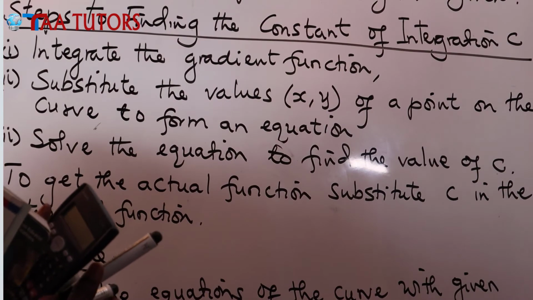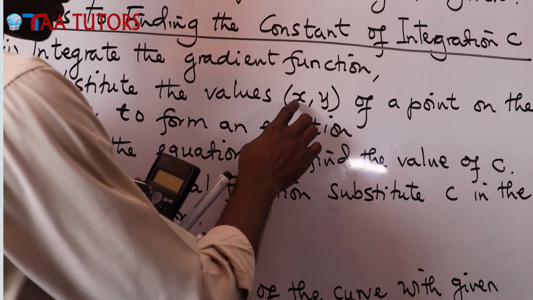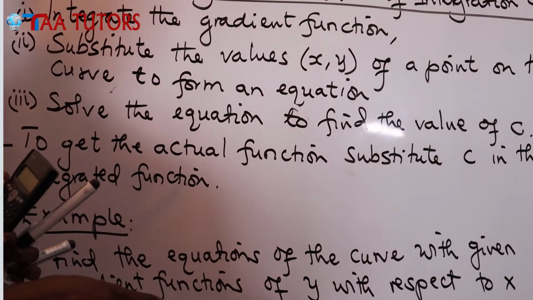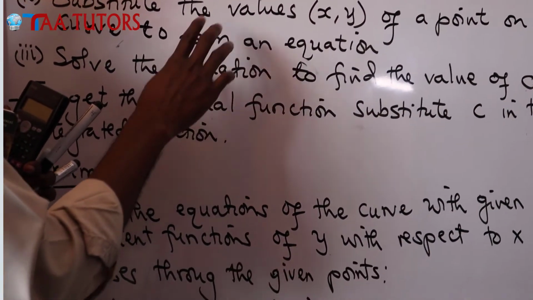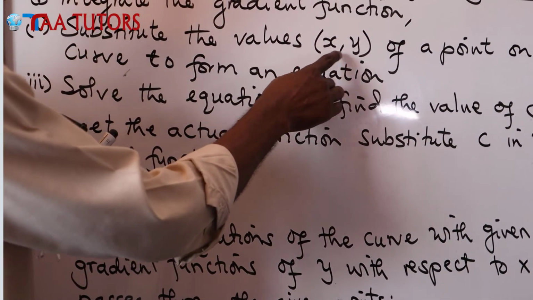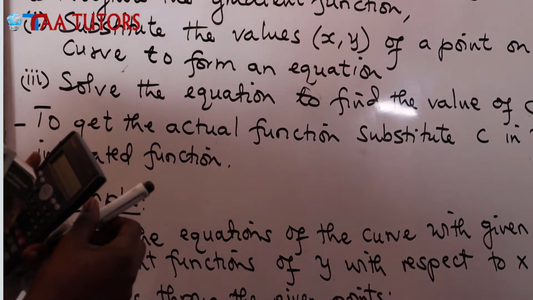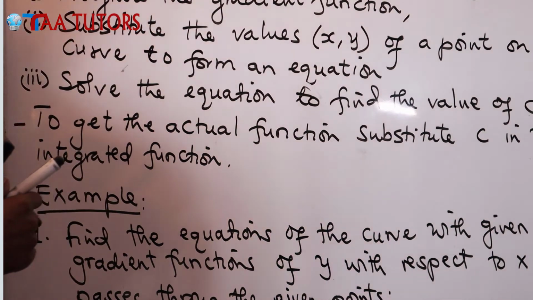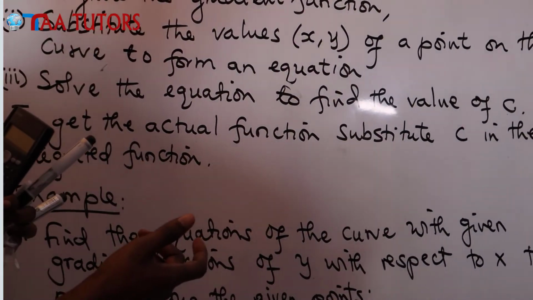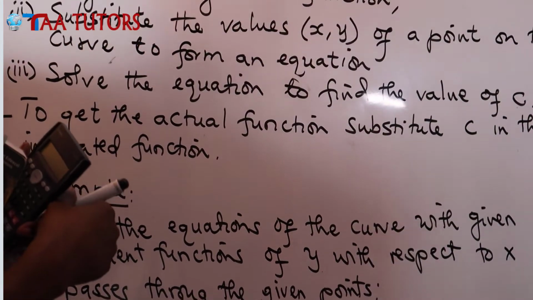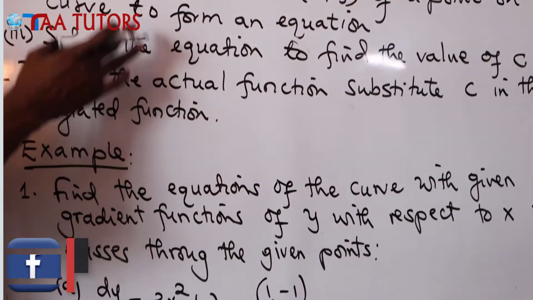After we integrate it, we substitute the values, at least the values of x and y of a point where the curve is passing. Then we solve the equation. Once we substitute these values, we create a normal linear equation that we can solve to get the value of c. To get the actual function, we substitute c in the function. So let's look at an example following those steps.